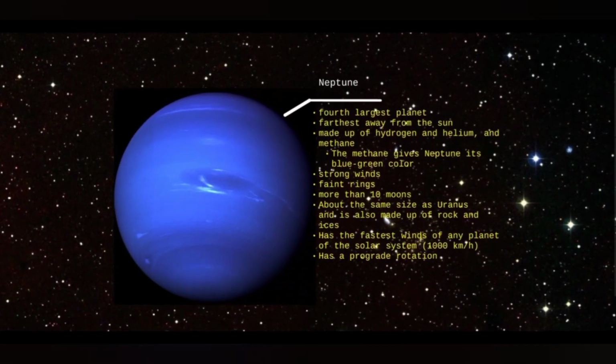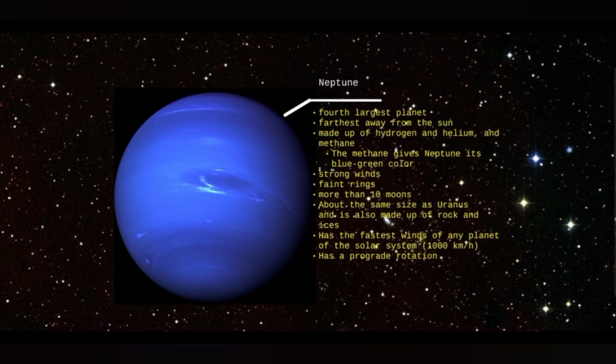Okay, last but not the least, Neptune, the fourth largest planet and the farthest away from the Sun, made up of hydrogen, helium, and methane. The methane gives Neptune its blue-green color. Strong winds, faint rings, and more than 10 moons, about the same size as Uranus, and it has the fastest winds of any planet in the solar system. Meron lang naman siyang bilis na 1,000 km per hour and has a prograde rotation. Okay po, kasing laki siya halos ng Uranus.